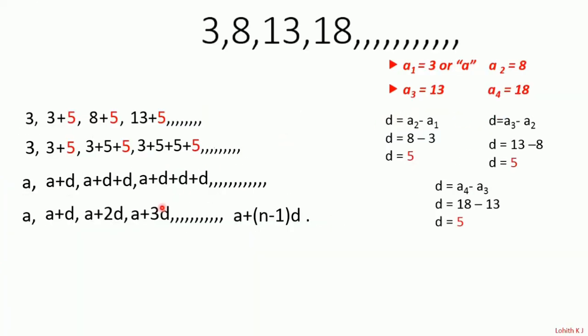Now let us compare the general form of the arithmetic progression with respect to the position of the term, which is the first term will be a and second term will be a plus d, and the third term will be a plus 2d, and the fourth term will be a plus 3d. So it will continue up to the nth term. The nth term will be in the form of a plus (n minus 1) into d.